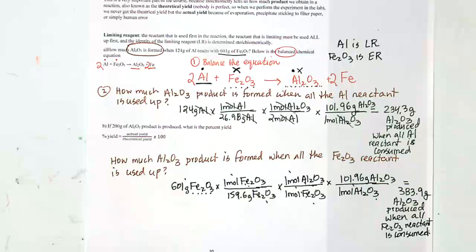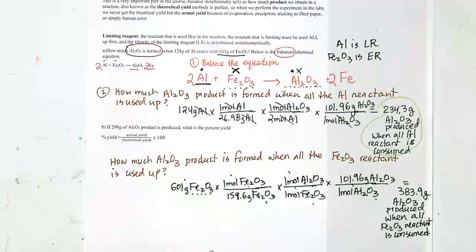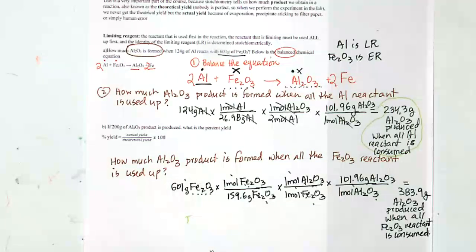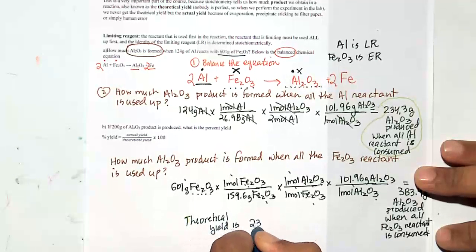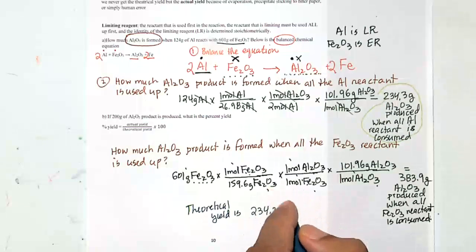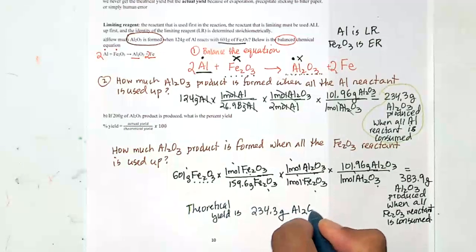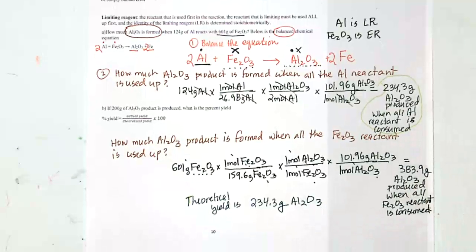So how much of this product can we actually make? Okay, in theory, this is called theoretical yield. The theoretical yield of Al2O3 is 234.3. Okay, that is in theory. So if we are perfect machines and robots, we can make 234.3 grams.